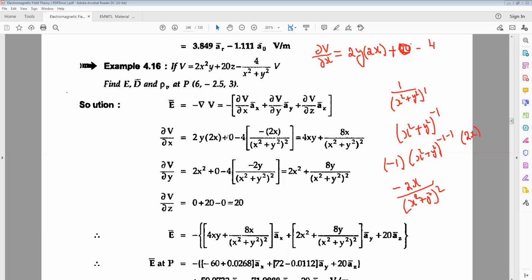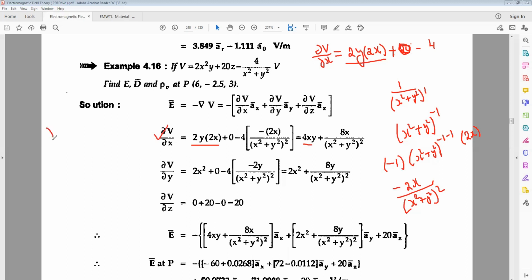To simplify this, you get 2y and 2x is 4xy. 4xy here, and the 4 is already there, multiplying the term. The 4 into 1, with x square plus y square as the denominator. So 4 twos, that is 8, divided by x square plus y square whole square. That is dou V by dou x.